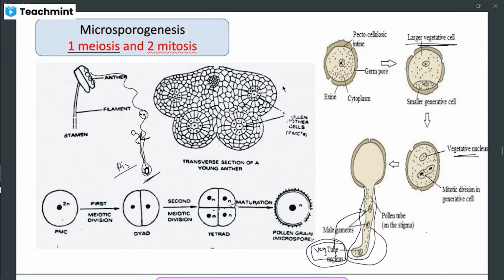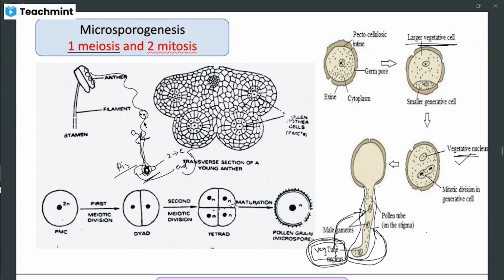So this nourishment is provided by the vegetative nucleus, and it also helps in the formation of the tube so that the male gametes ultimately reach the ovule, fertilize the egg, fertilize the polar nuclei, ultimately leading to the formation of the zygote, the zygote to embryo, and endosperm. Endosperm nourishes the embryo, and the vegetative cell nourishes the male gametes, right?